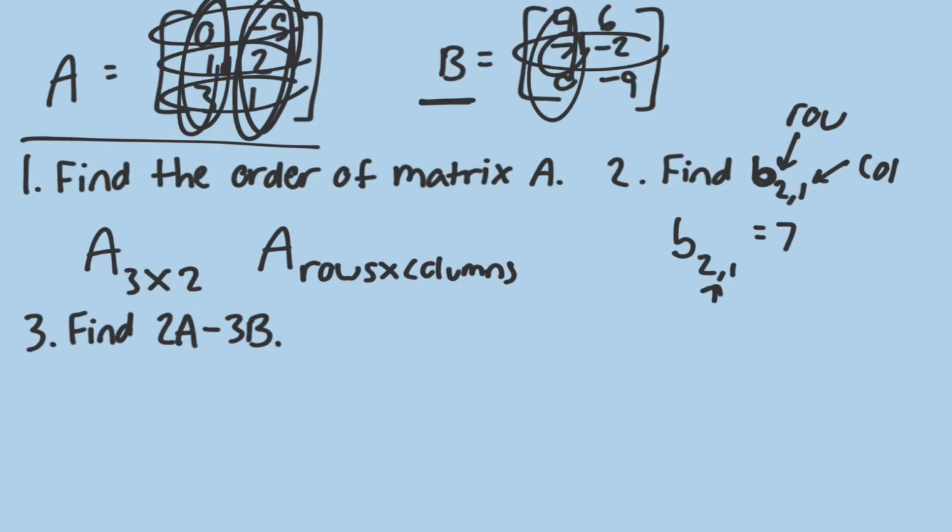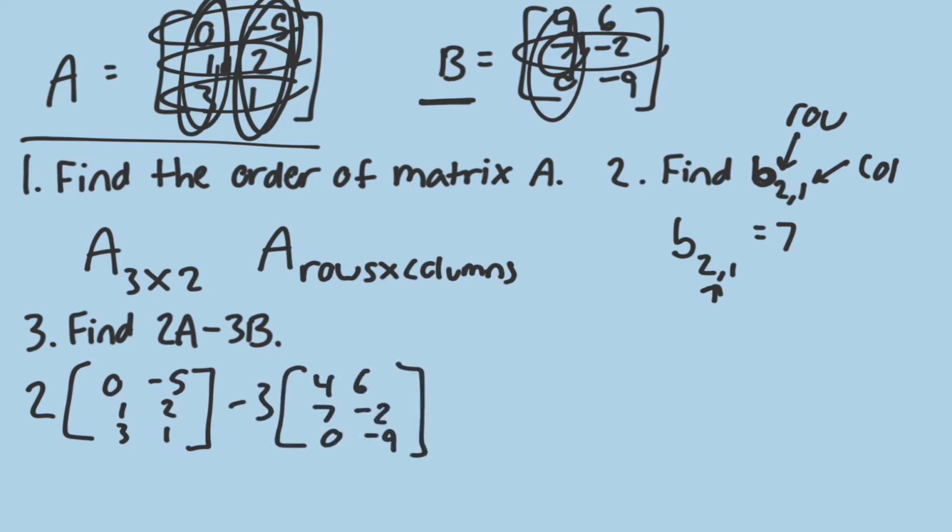And sometimes you'll see this question without the comma there, but you would use it the same way. And then we want to find 2 times A minus 3 times B. So this is pretty self-explanatory. We're going to do 2 times matrix A. I would copy down everything. Minus 3 times matrix B. So first you can start by distributing. When you're multiplying by a number, you just distribute it in. So that's 2 times 0 is 0, negative 10.